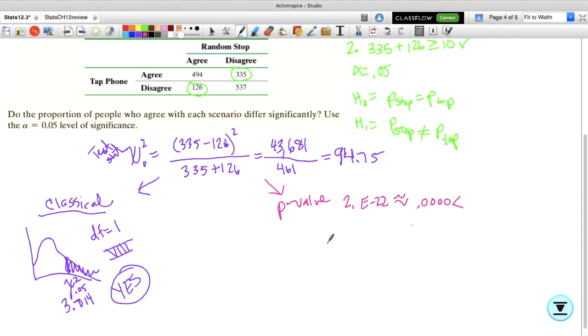Okay, and we're going to compare it to our level of significance, which is 0.05. So is 0 less than 0.05? Heck yeah, it is. It's a lot less, okay? So yes, there would be enough evidence.